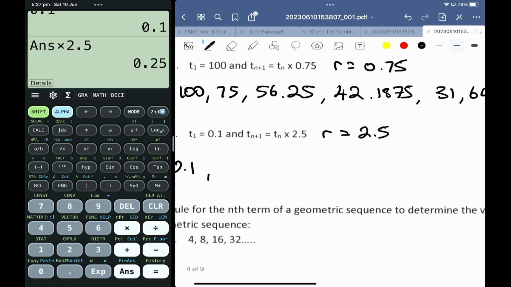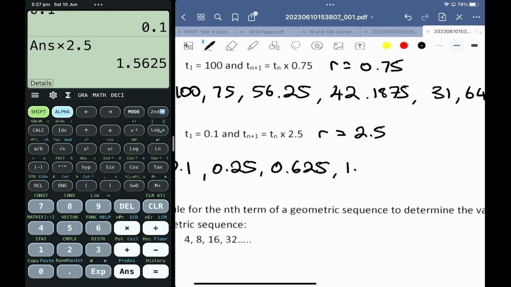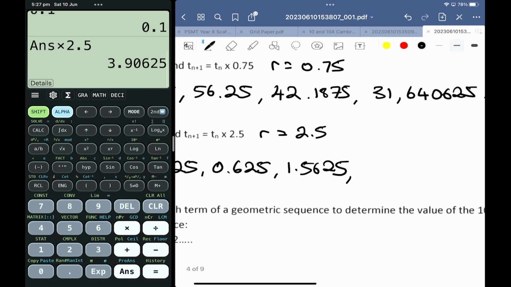And that gives me my second term, then my third term, then my fourth term, sorry, and my last term.